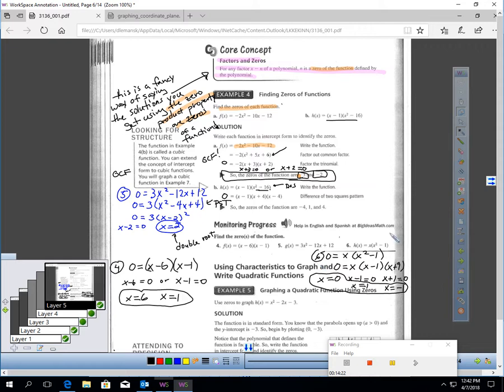And then in number 6, I have a difference of squares here. So x squared minus 1 would factor into x minus 1, x plus 1. So I have 3 solutions here. x could equal 0, x minus 1 could equal 0, or x plus 1 could equal 0. So my 3 solutions are 0, 1, and negative 1.